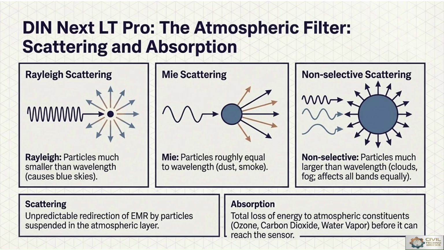So scattering is the unpredictable redirection of electromagnetic radiation due to particles which are suspended in the atmosphere with reference to its atmospheric layers, and absorption is the total loss of energy to atmospheric constituents. What are the atmospheric constituents? Ozone, carbon dioxide, water vapor, gases which are above the earth's surface and below the clouds, before the radiation can reach the sensor.